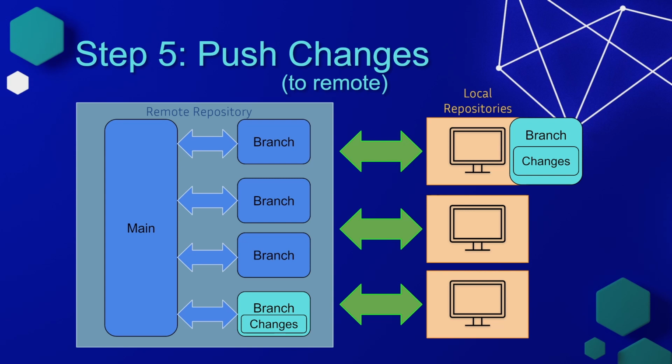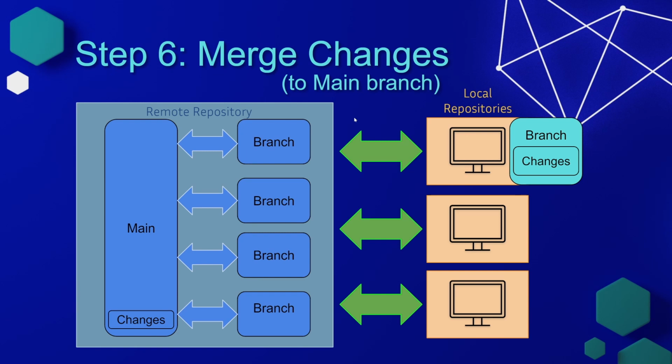Now, this also means that anyone else that's in the project can now see the changes that you've made. So if you wanted to have someone review the changes and test them out, at this point, they'll be able to see those on the remote repository when they pull down their own copy. The next step is to merge those changes to the main branch. So now your changes that you made become a copy of the primary version of the game.